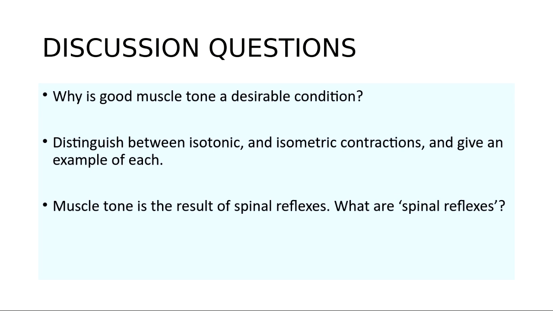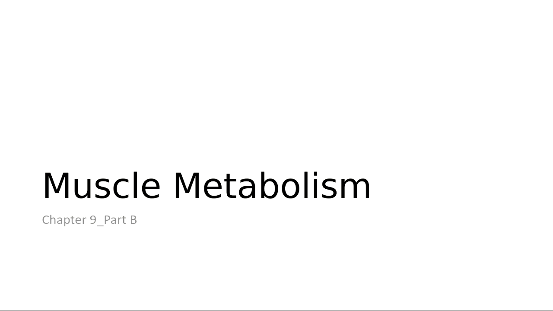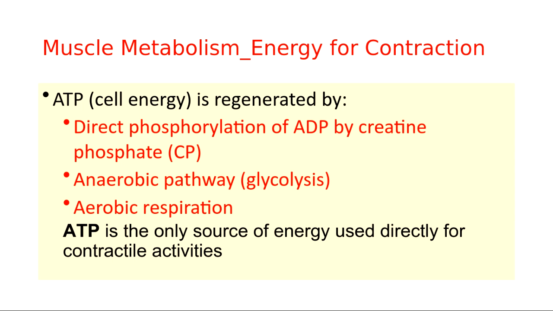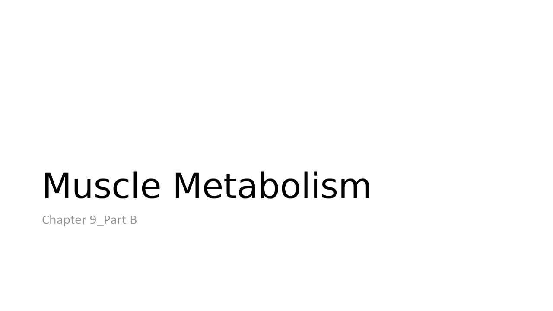Muscle metabolism. This one is important too. Okay, this is what you do here. Skeletal muscles are specialized to make energy, to make lots of ATP, because they need lots of ATP. So they have a specialized way of making ATP. There are three ways. One way of making ATP is unique to skeletal muscle, and it's called direct phosphorylation.